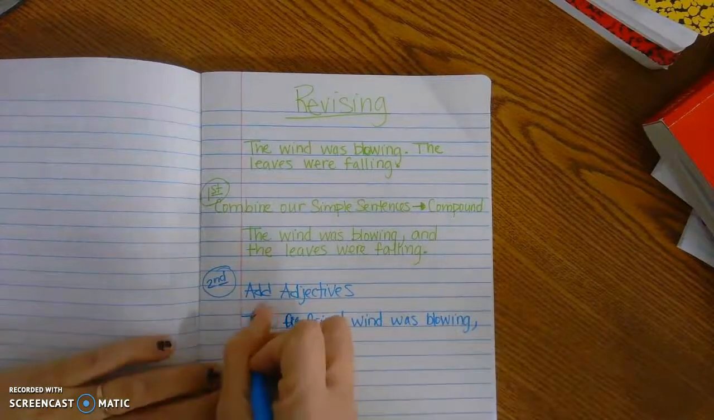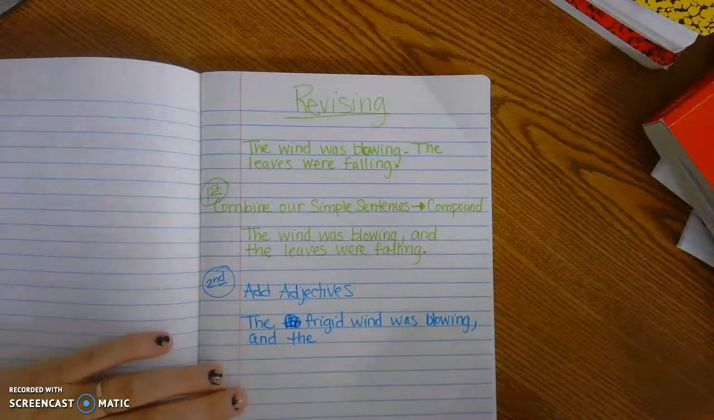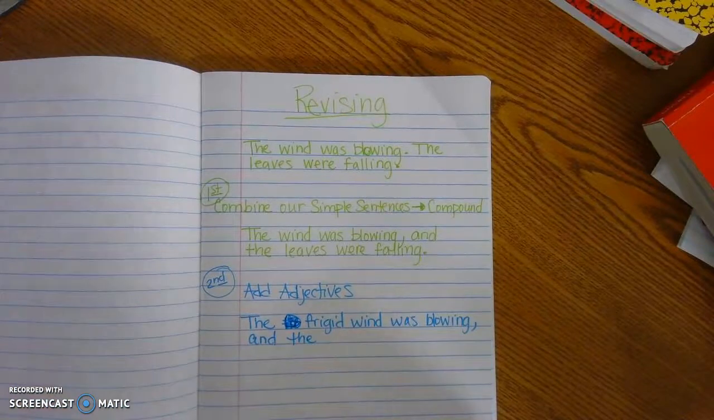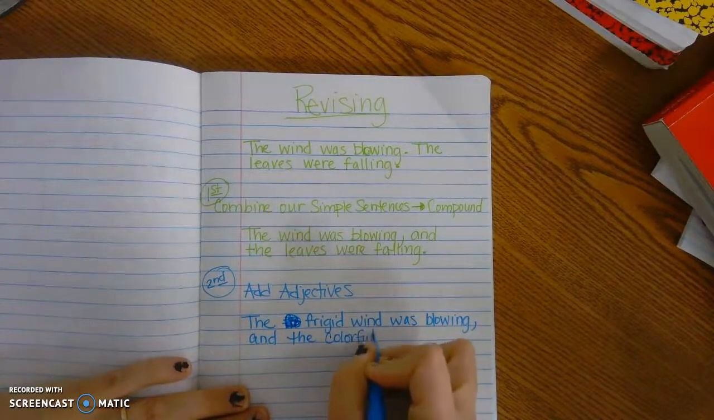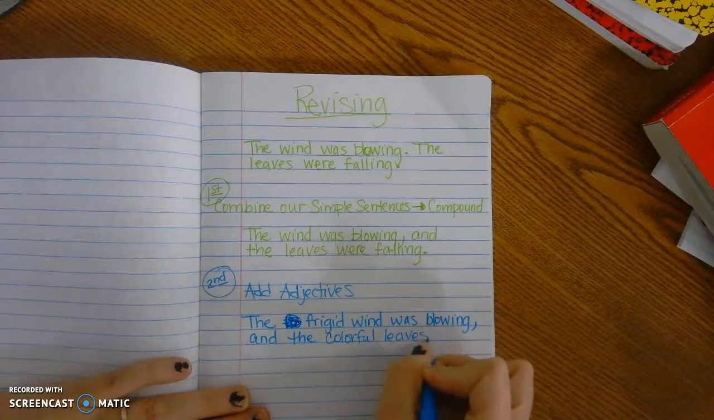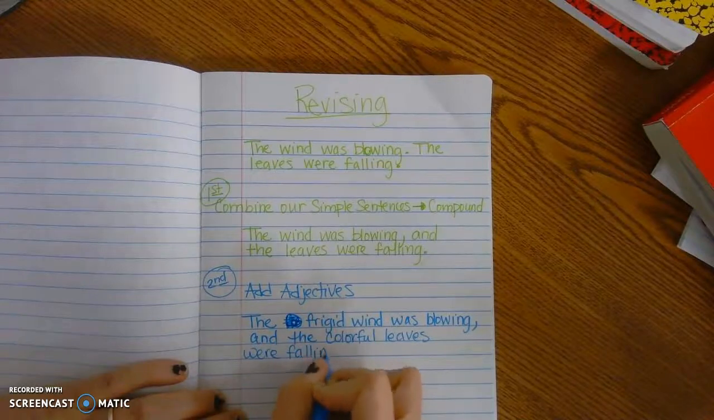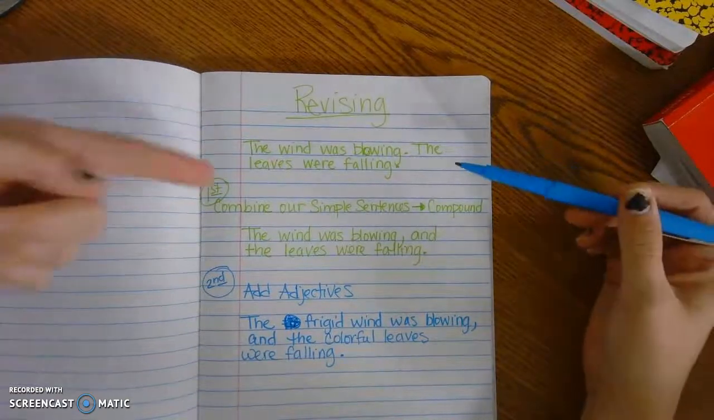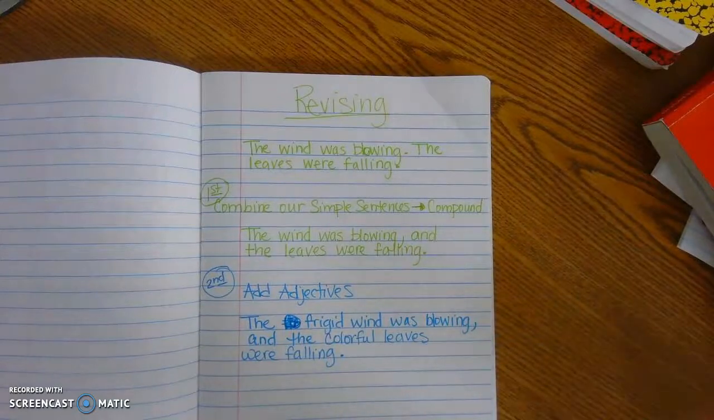comma, and I need to describe the leaves, and I'm going to say they're colorful, because if they're falling, I think about fall and autumn and all the colors of our leaves. So I'm going to say the colorful leaves were falling. Okay, so now I've added some adjectives, and I've gone from the wind was blowing, the leaves were falling, to the frigid wind was blowing and the colorful leaves were falling.